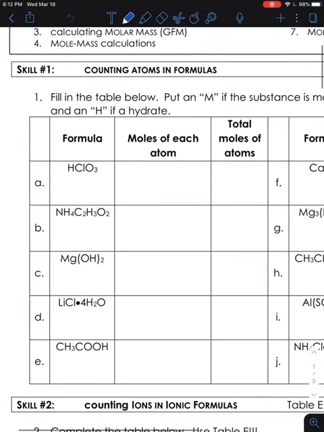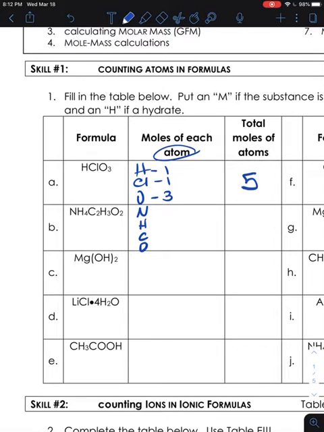Okay, so for skill 1, we're basically just going to count the number of moles of each atom, and then count up all of those moles together. So we have HClO3, 1, 1, 3. This one, you can do it a couple of different ways. I personally like to go left to right, where I can just add them at the end.